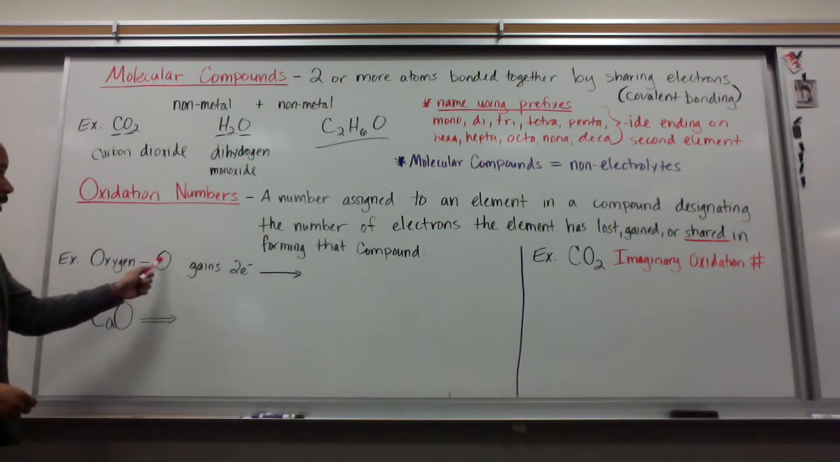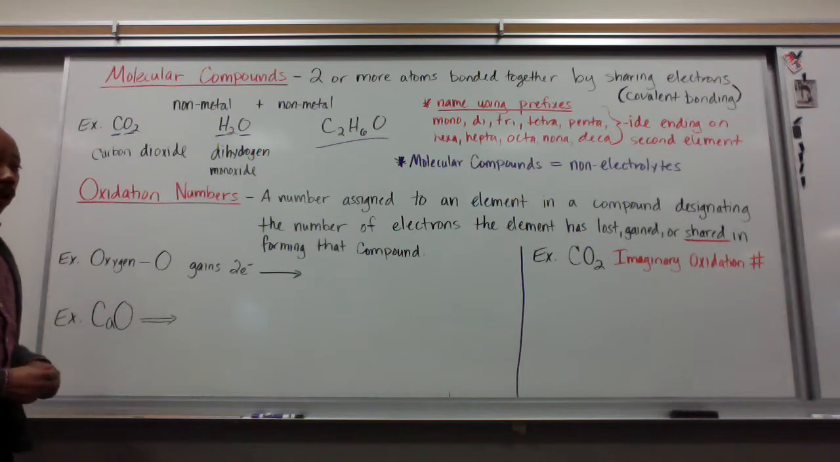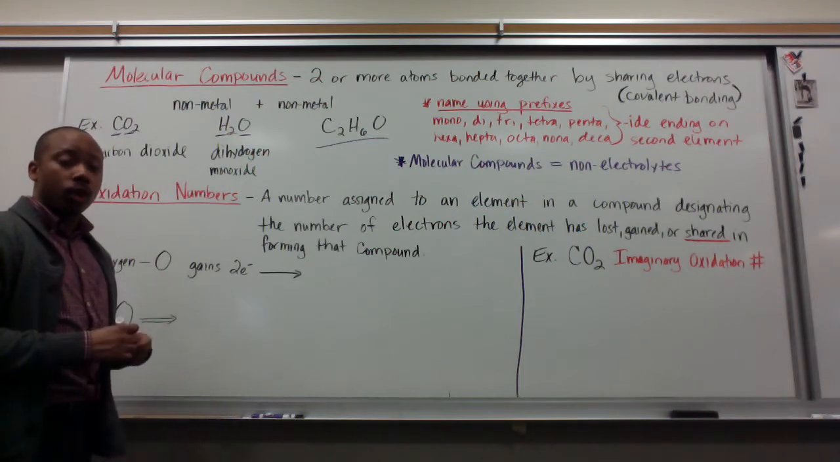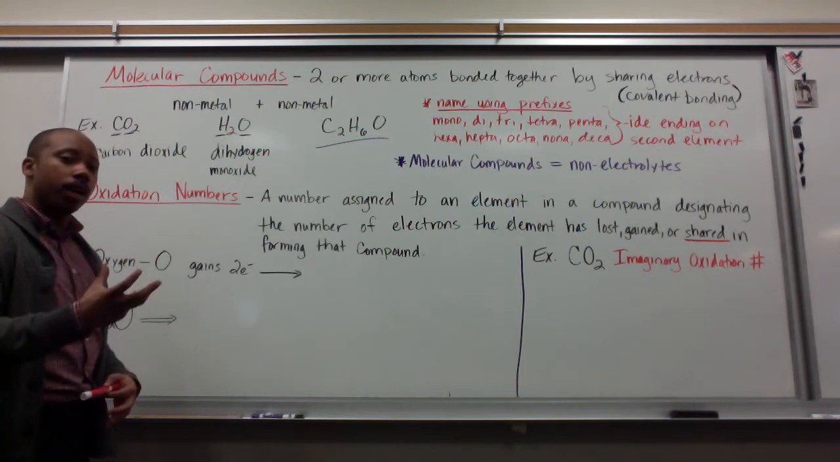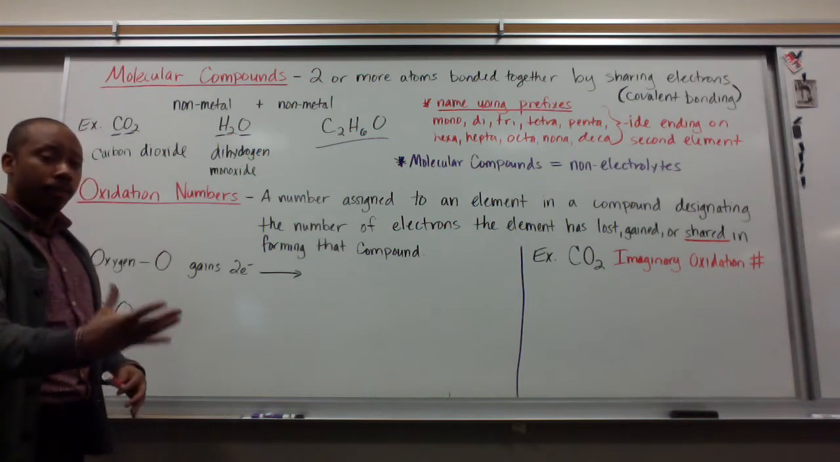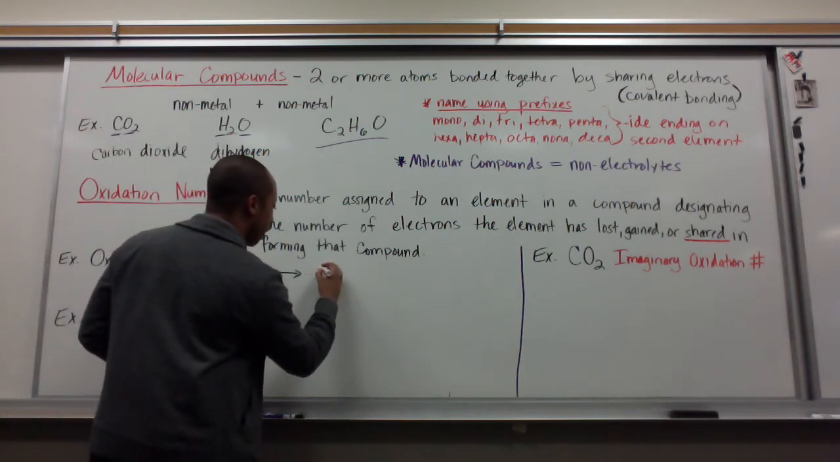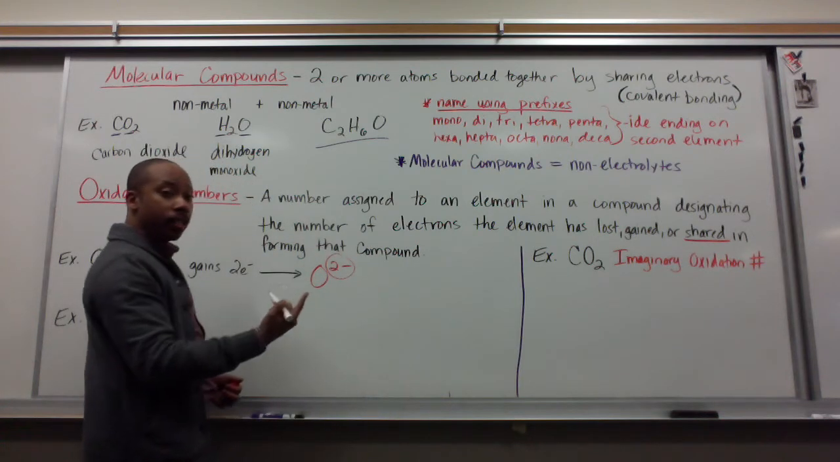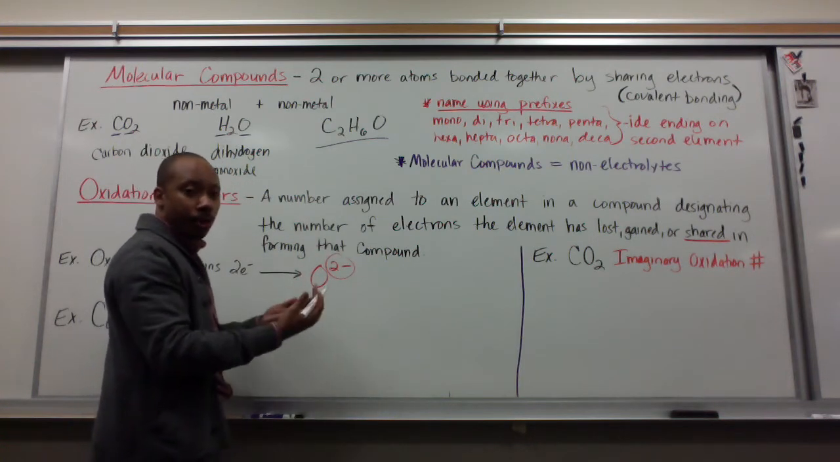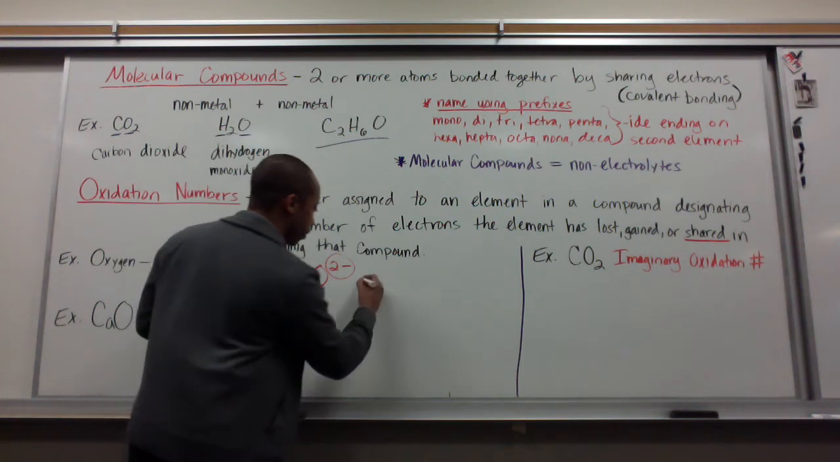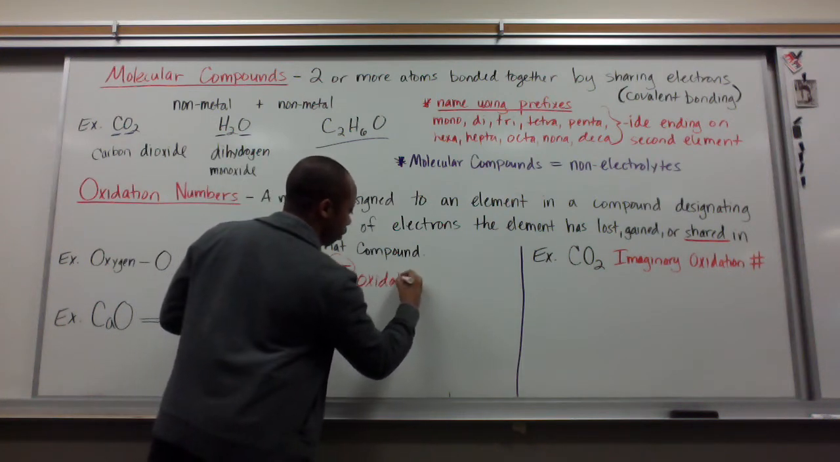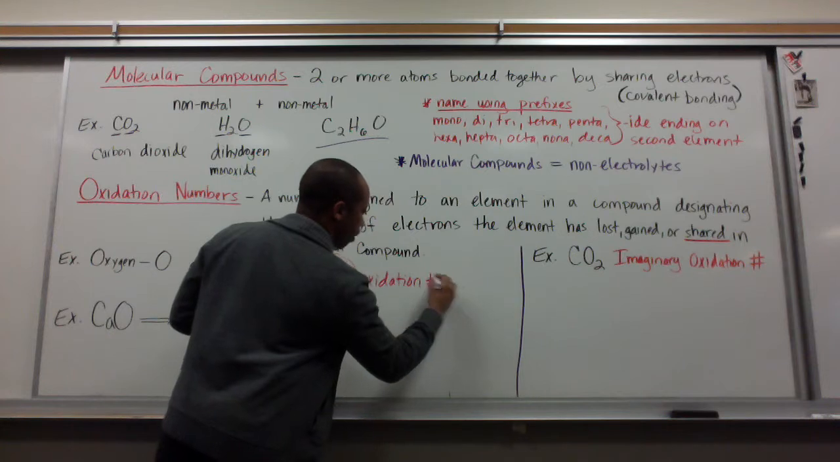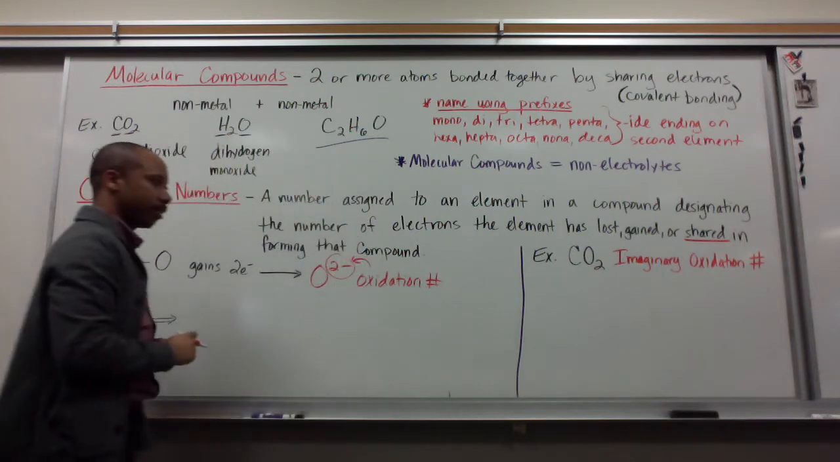Oxygen, element O. When it goes to achieve an octet, it's going to gain 2 electrons. It has 6 valence electrons. It's going to gain 2 to achieve an octet. When it does so, it becomes O2 minus. Its oxidation number, we would say, is 2 minus, or minus 2. So its oxidation number is 2 minus.